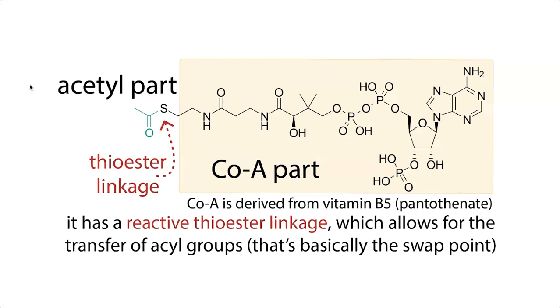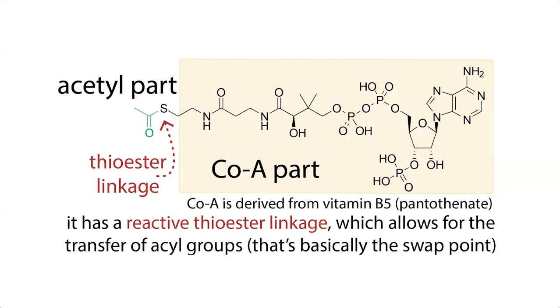CoA is going to show up in a lot of different places in our metabolism. CoA itself is a bigger molecule that's derived from vitamin B5, or pantothenate. It has this big kind of handle that you can use to have specific binding sites that will recognize this CoA and hold on to it. But really, the important part is just the sulfur right here.